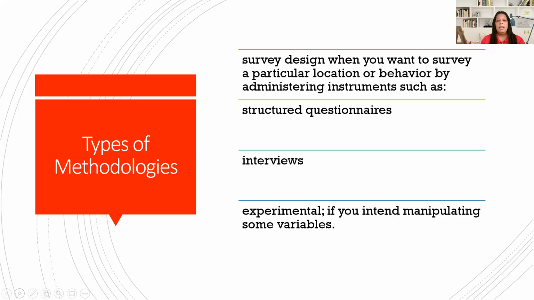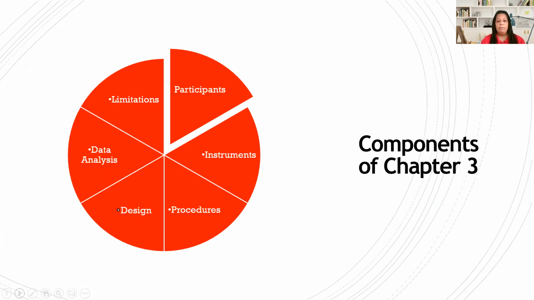So there are different types of methodologies: there's structured questionnaires, there's interviews, and then there's experimentation. Now, we don't have a lot of time for experimentation, so I hope that you steer away from that one. So here are the components for chapter 3: the participants, the instrument, the procedure, the design, the data analysis, and the limitations.